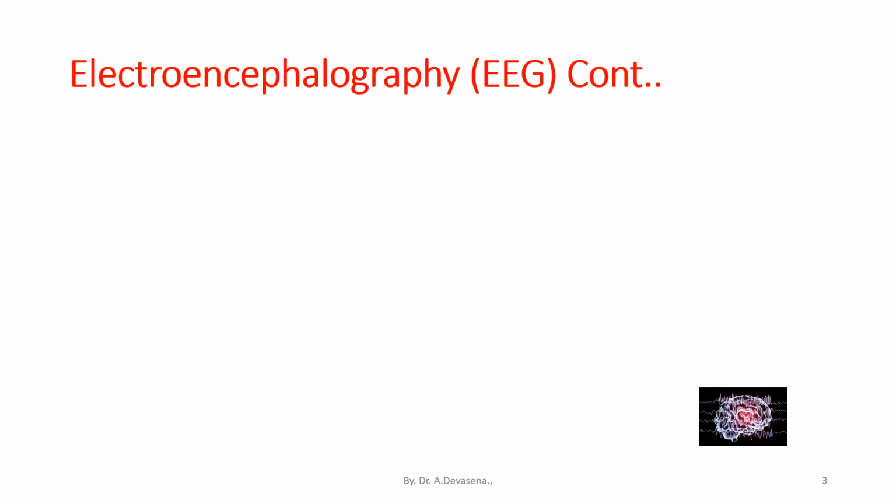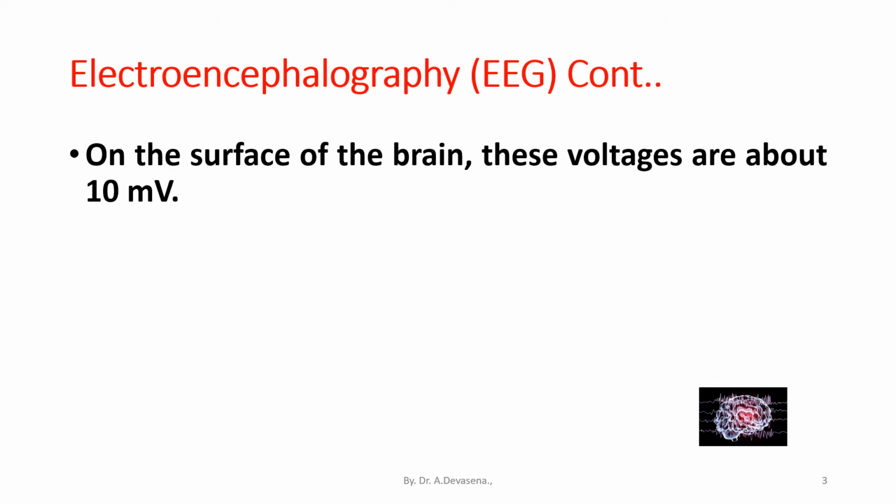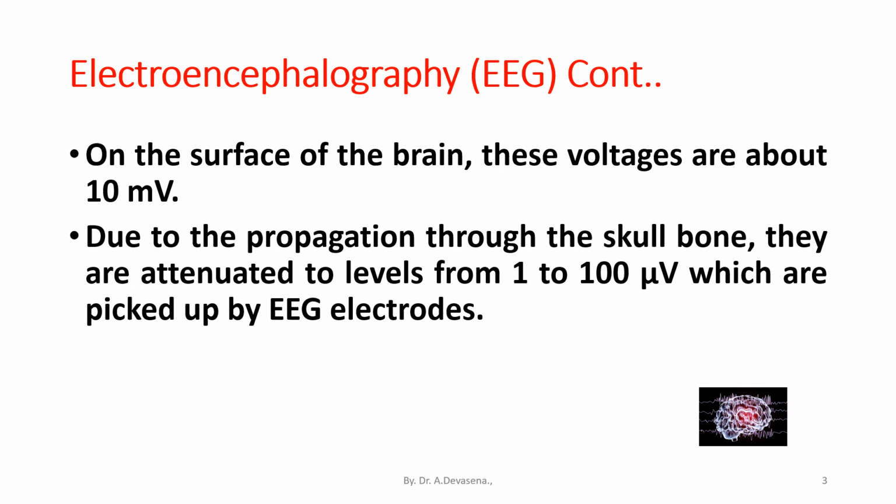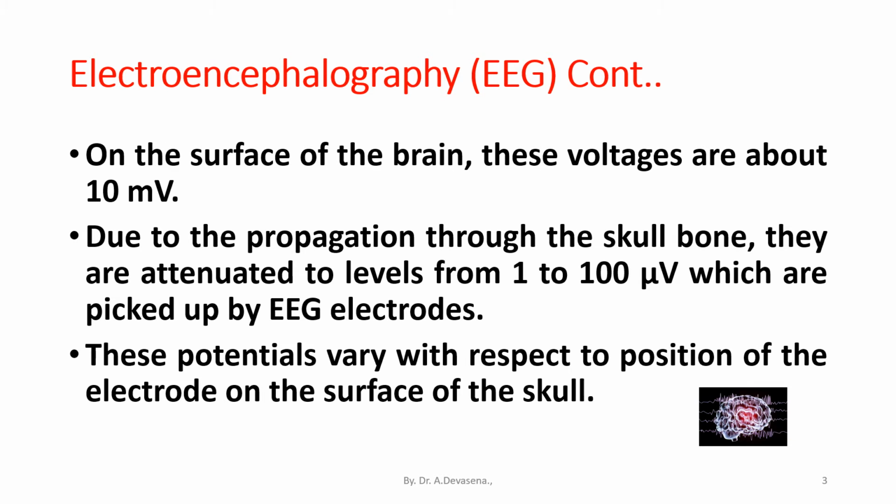On the surface of the brain, these voltages are about 10 millivolts. Due to the propagation through the skull bone, they are attenuated to levels from 1 to 100 microvolts, which are picked up by EEG electrodes. These potentials vary with respect to the position of the electrode on the surface of the skull.